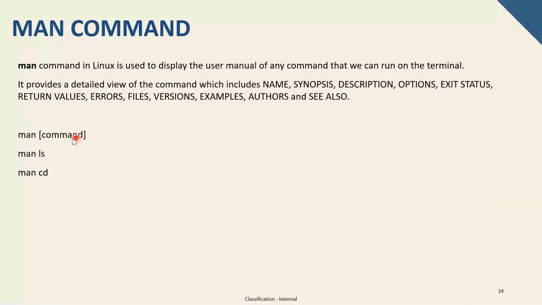The syntax is: man is the command to display the manual or documentation details of each command, followed by a space and then the command. If you want to know detailed information about a particular command, or the options available on that command, you can use the man command. It will provide a detailed view of the command name, synopsis, description, options, exit status, return status, errors, examples, authors, and also a link to check on the internet.